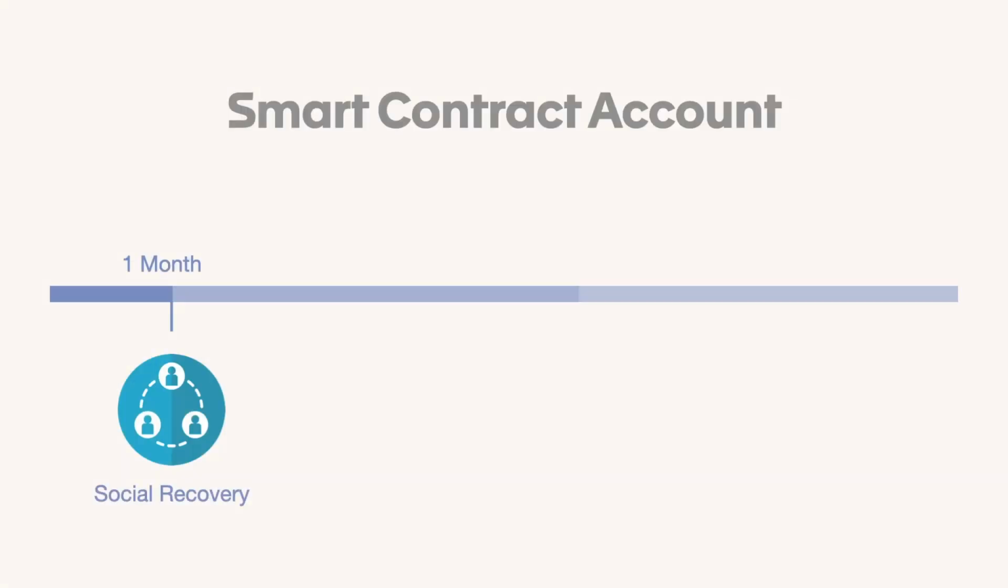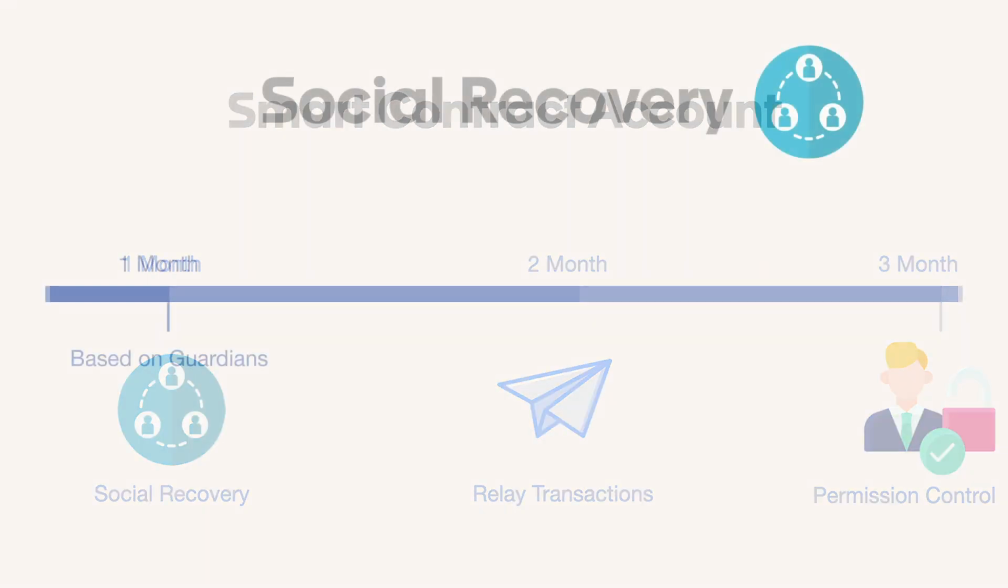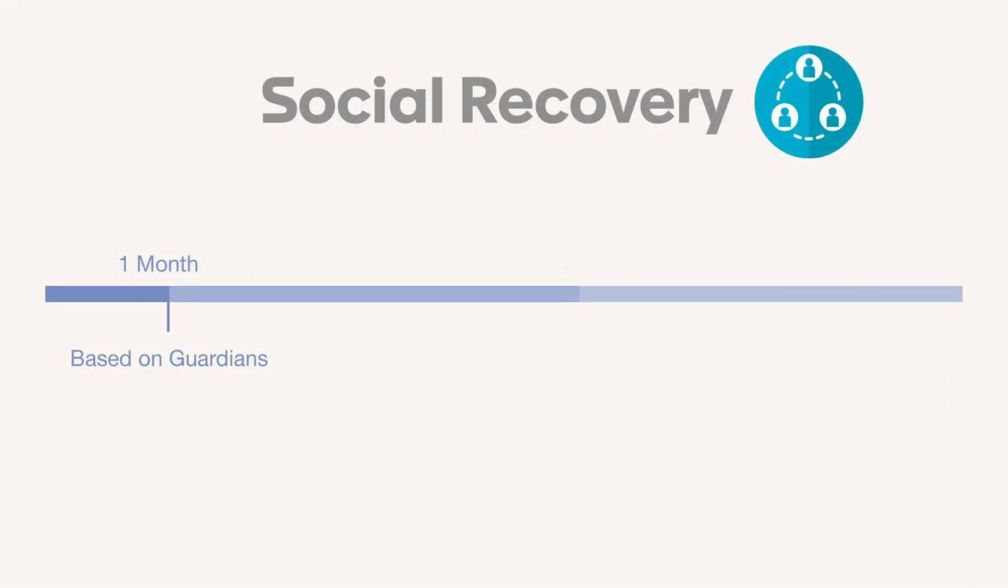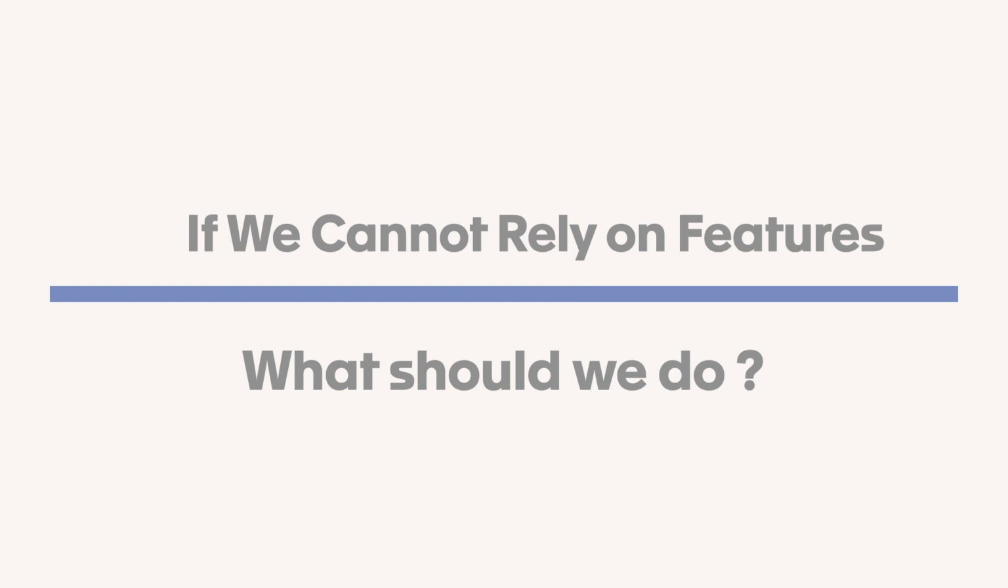I can have my smart contract account that at a certain stage has a social recovery feature, and then decide to have relay transactions, and then after a month decide to have permission control. And even within the social recovery feature, I can decide the first month that it's based on guardians, the second month it requires an additional password, the third month it introduces a time lock. So that's why we should not focus on features.